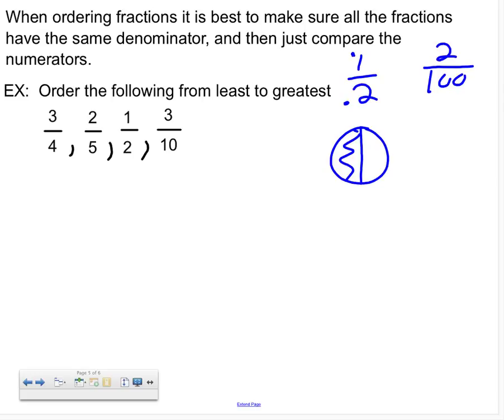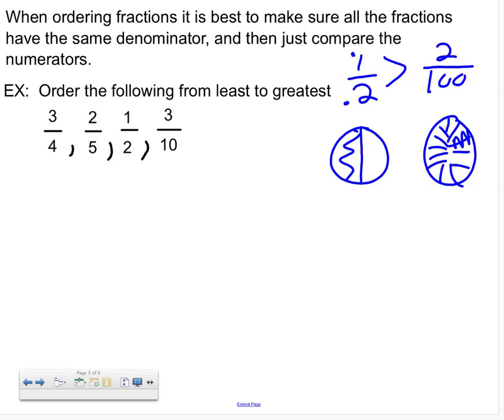Or would you rather have a pie that's cut into 100 pieces and you get 2 of them? Which sounds bigger, the 1 piece out of 2 or the 2 pieces out of 100? Well, again, the 1 piece out of 2 is going to be bigger because you'd rather have half the whole pie or half the whole pizza rather than cutting it up 100 times and just taking 2 little slices. So if they're really spread out like that, then it's easy to identify.